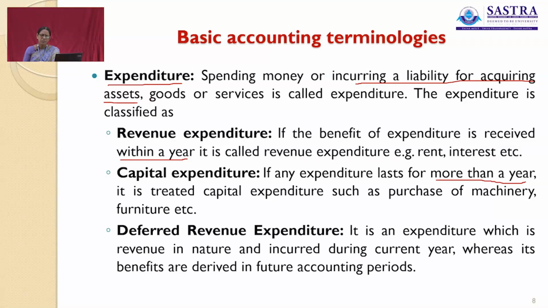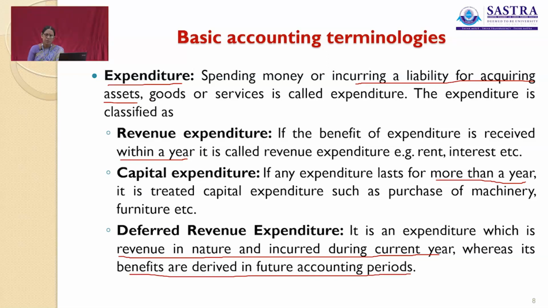Deferred revenue expenditure is revenue in nature but is incurred during the current year wherein the benefits are in the future accounting periods. The best examples are advertisement and preliminary expenses, which are said to be deferred revenue expenditures. We are incurring the expenditures in this year and the revenues are earned in the coming years.